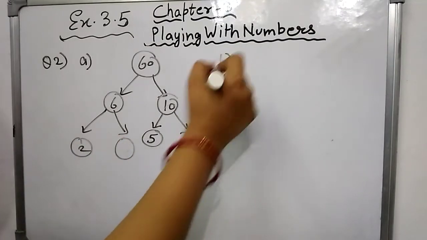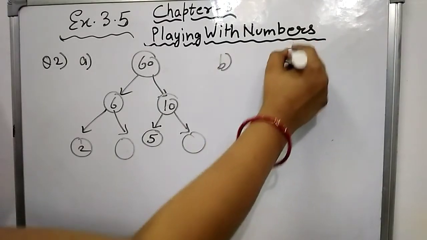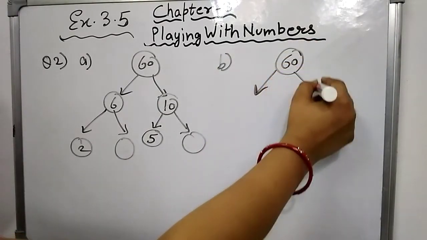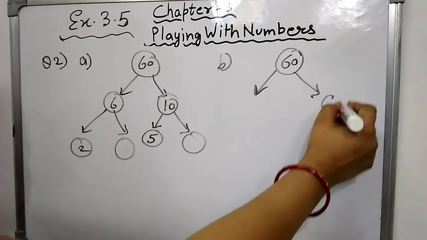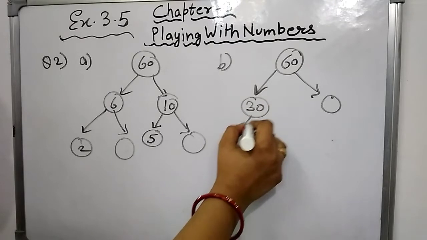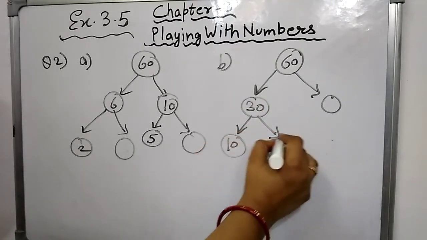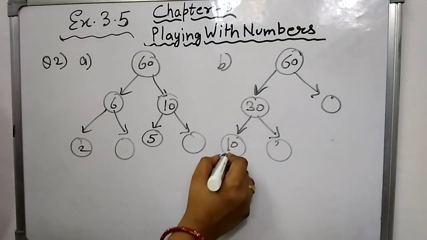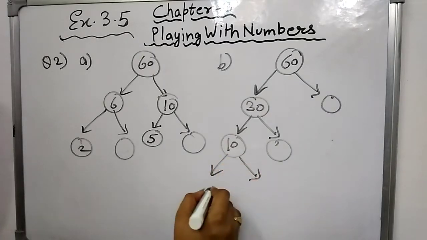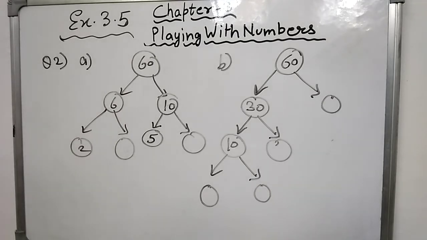Second factor tree is, this is a missing factor. Here it is written 30. Then 30 is further factorized as 10 and one missing factor. Then this 10 is further factorized and you need to write those missing factors.